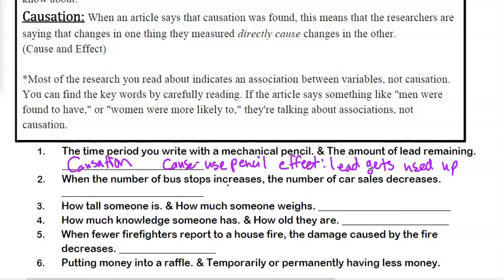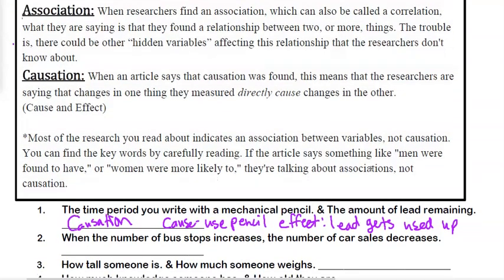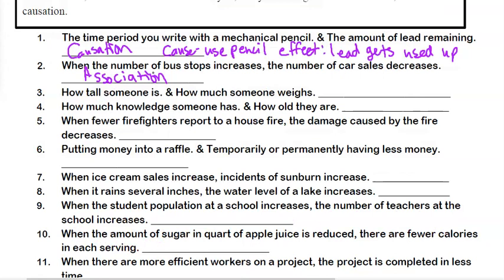When the number of bus stops increases, the number of car sales decreases. Now, this could be related and associated with each other, but it's not a direct causation. I mean, there could be other factors too, like there could be more car rentals, there could be more used cars instead of new cars. People could be walking to more places. Or maybe they're just keeping their cars and not getting new ones.